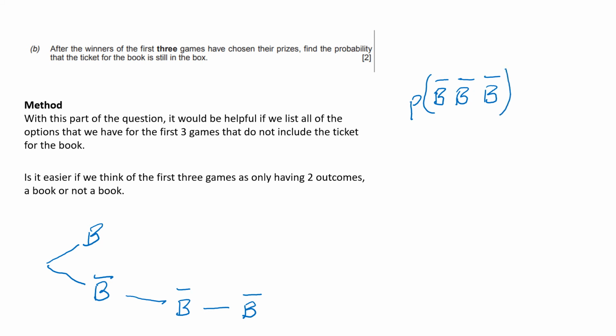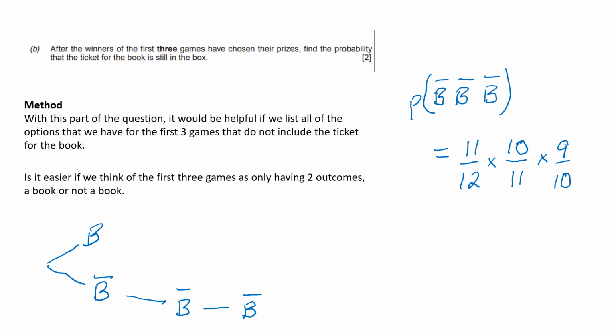Now, the probability of not choosing the book on the first go is 11 over 12. There are 11 items that are not the book out of 12 possible items. We then multiply that by not choosing the book the second time, 10 items out of 11, and then finally not choosing the book on the last one is 9 out of 10.